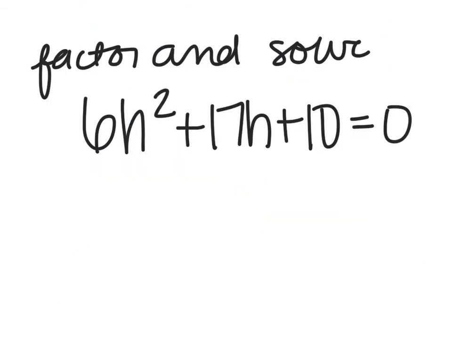And our last example, we're supposed to factor and solve 6h squared plus 17h plus 10 equals 0. So I'm going to, first of all, look for a GCF. Sorry, let's do that first. So step 1, I'm going to look for a GCF, see if I can divide everything by something. Well, 6 is 2 times 3, h squared. 17 is just 17 times h. And 10 is 2 times 5. Notice that all these were different. They didn't have anything in common, so there's no GCF.